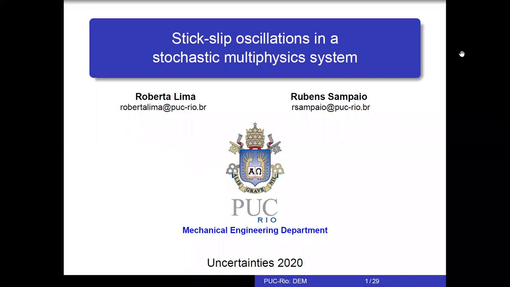Hello everybody, I am Roberta Lima and I will present the work Stick-Slip Oscillations in a Stochastic Multiphysics System. The work was done by me and Rubens Sampaio. We are both from PUC-Rio.